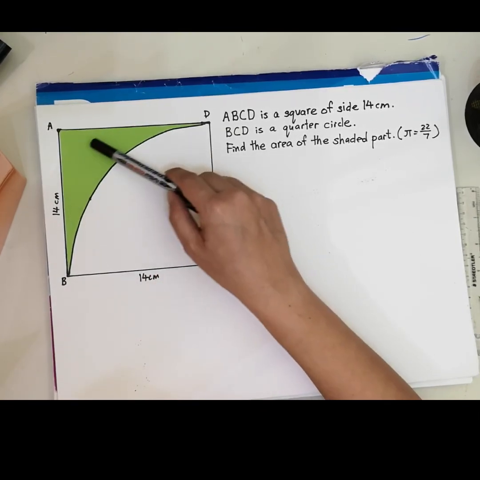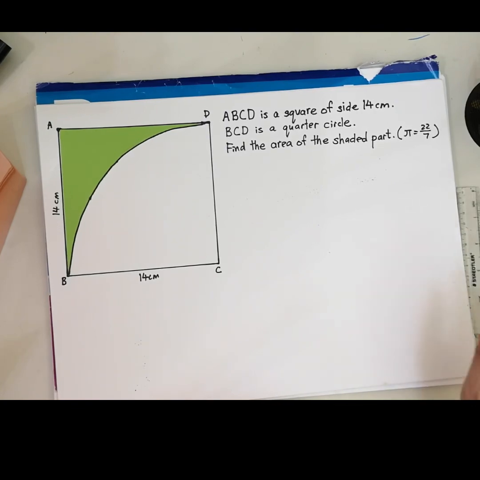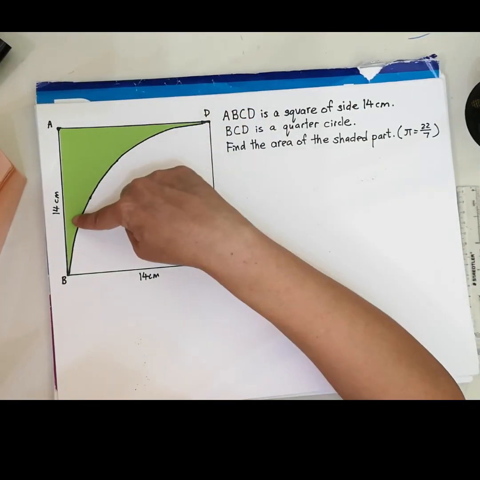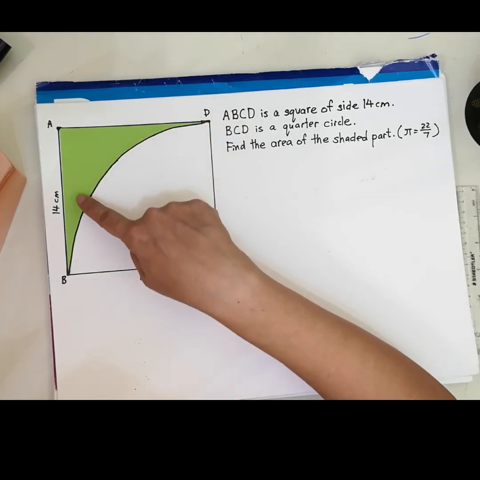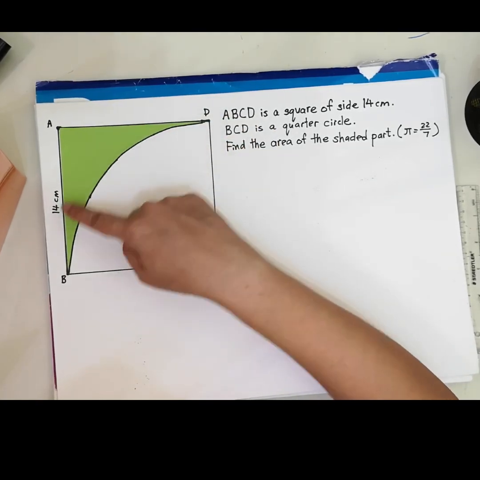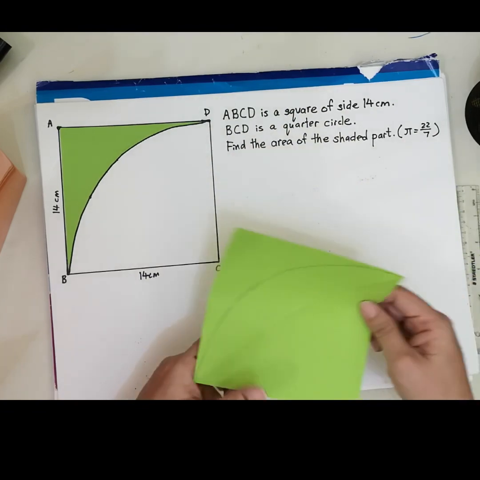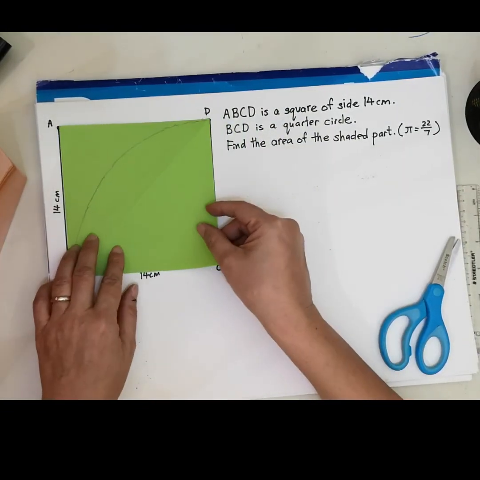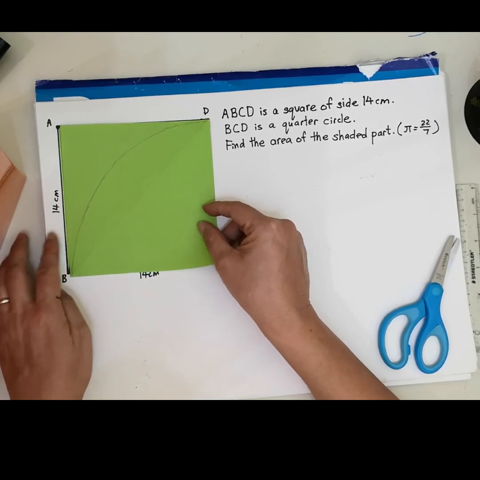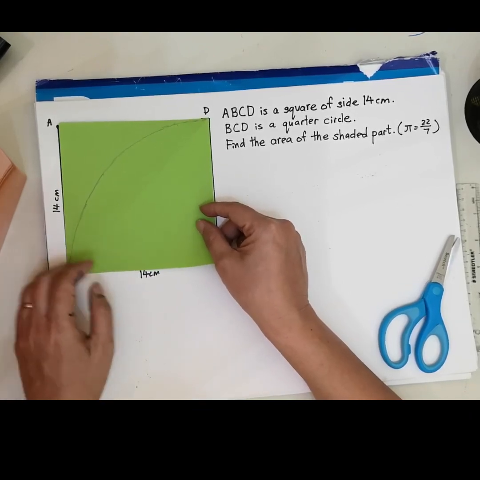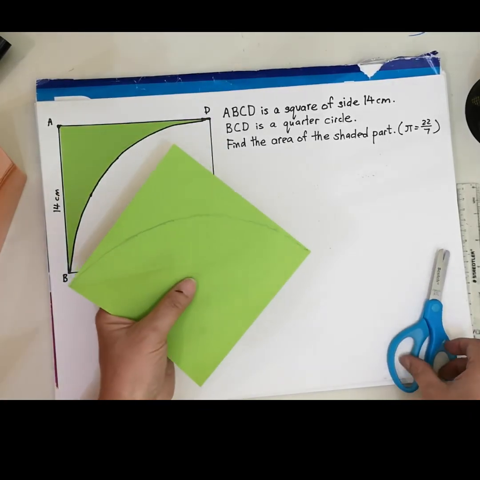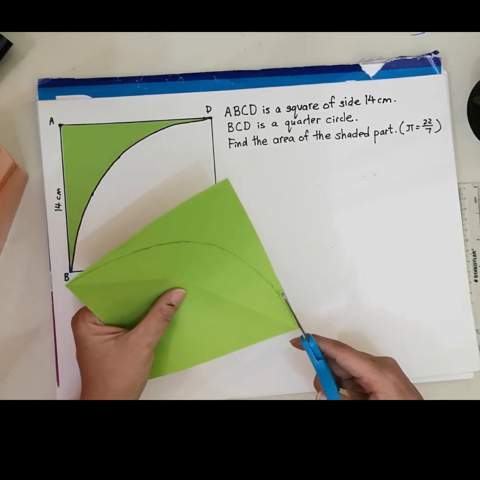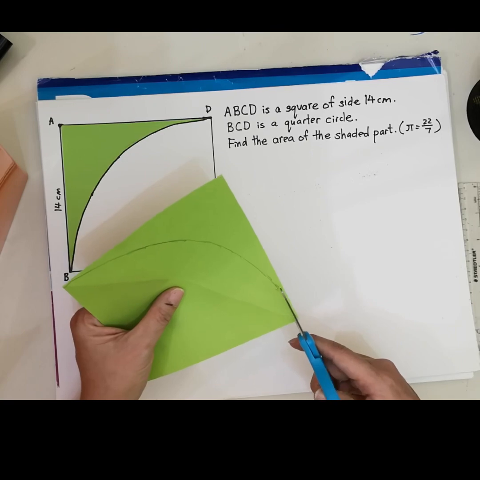So how do we find the area of this shaded part? To get this shape here, sometimes we call it the party hat, sometimes we call it the L brackets. What we have to do is, we start from a square piece of paper. It's the same area as square ABCD. Then we are going to cut a quarter circle out from the square.